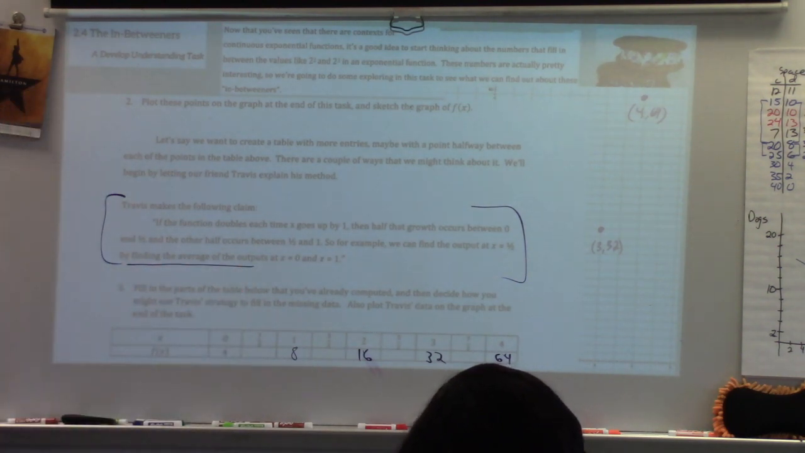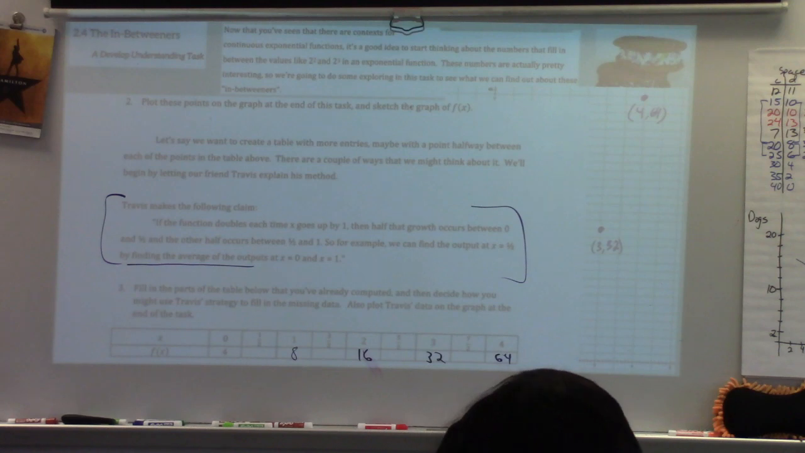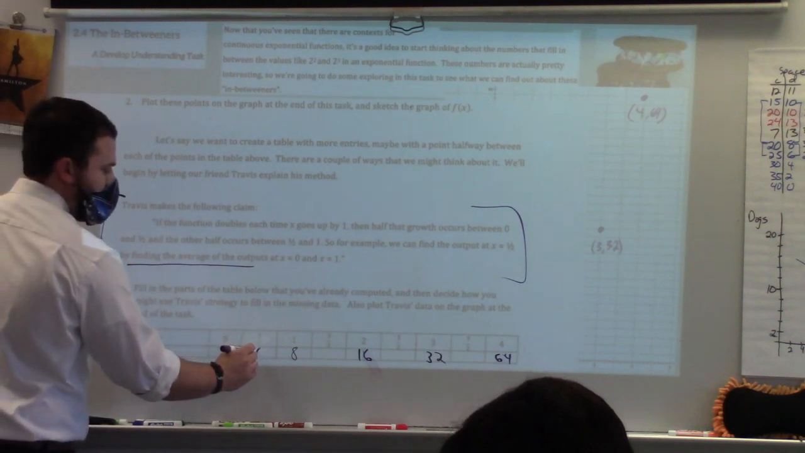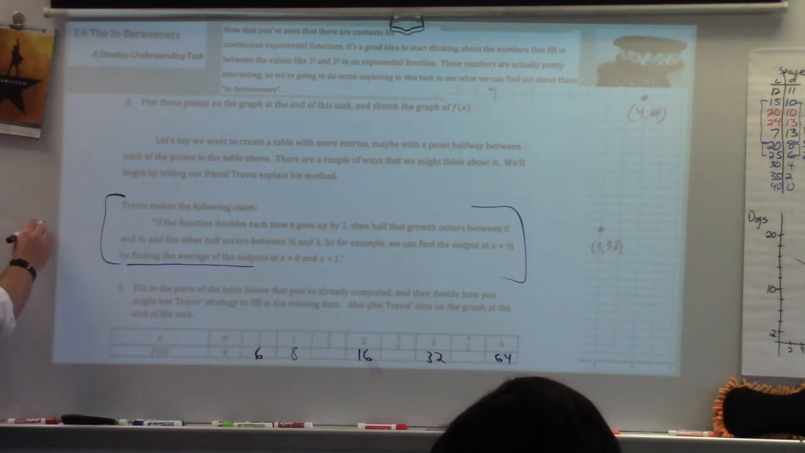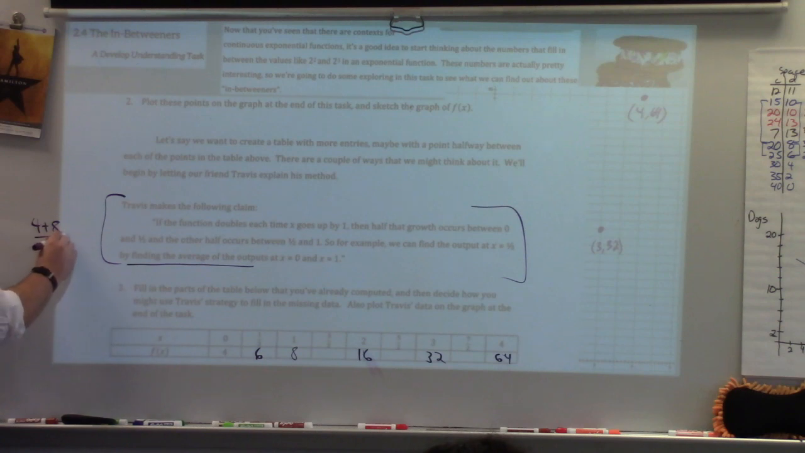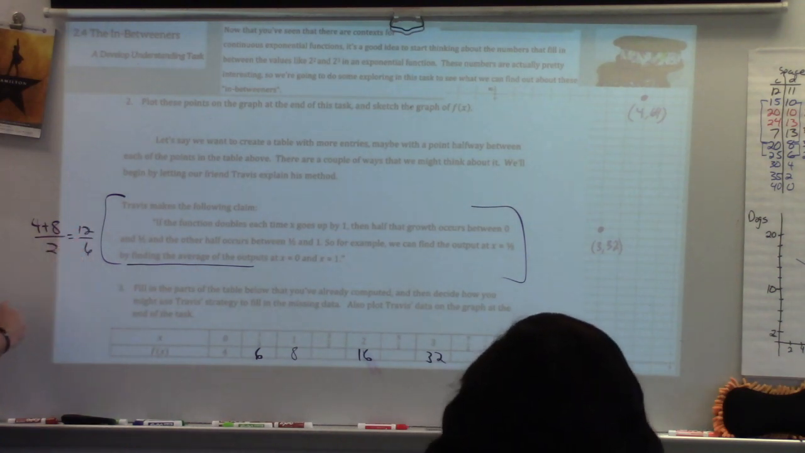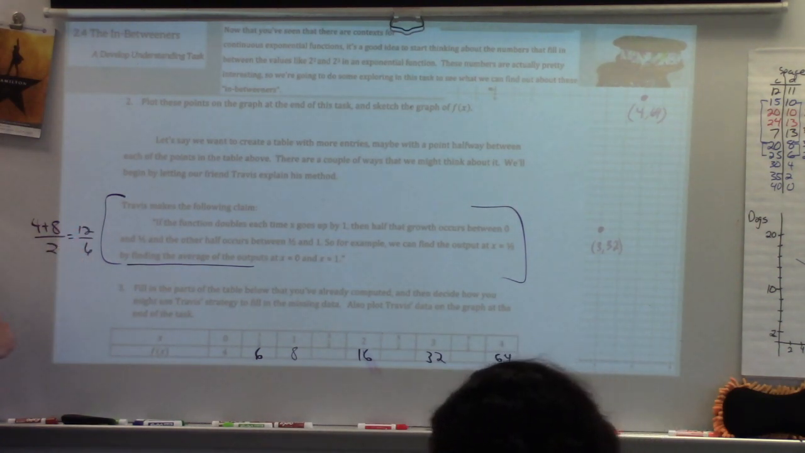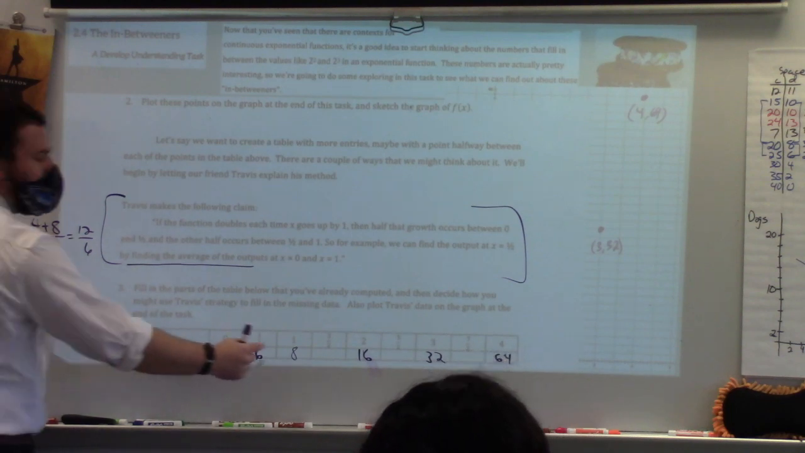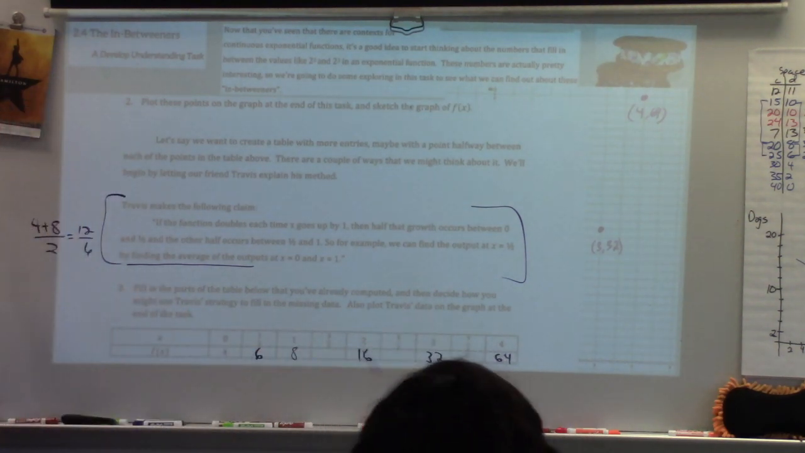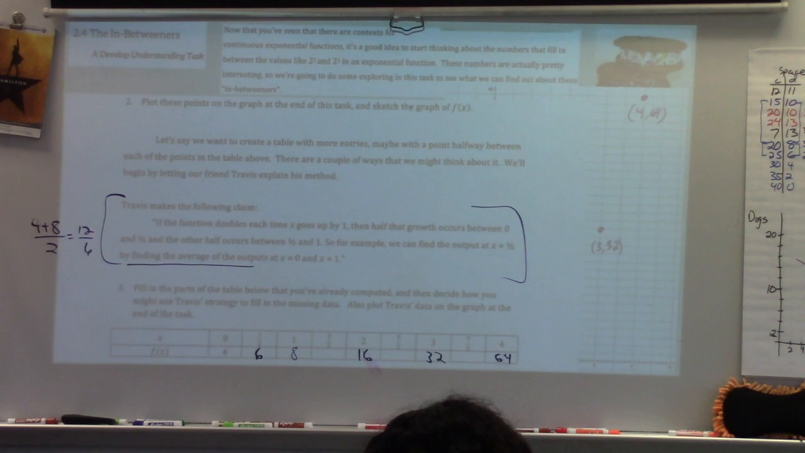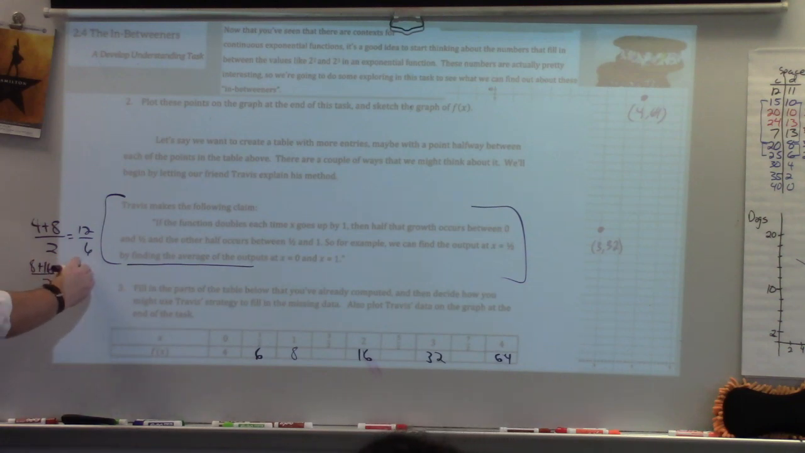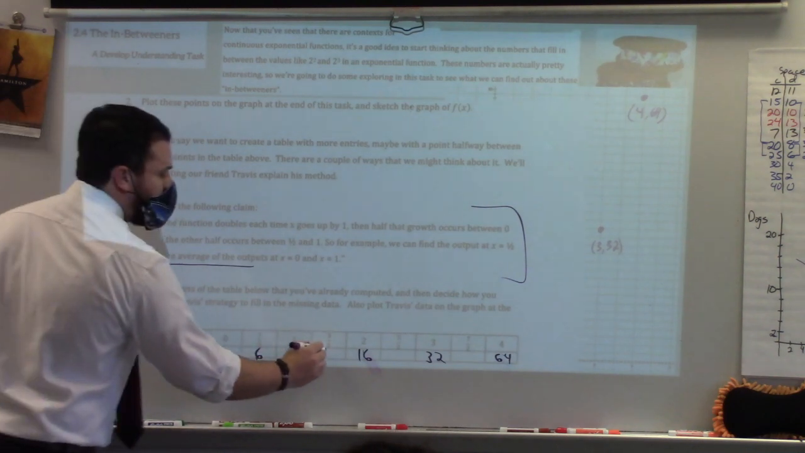Finding the average. What's the average of 4 and 8? 6. You add them together and divide by the two numbers you added together. That's an average, right? Now, what would be the average between 8 and 16? 12. So 8 plus 16 divided by 2: 24 divided by 2 is 12.